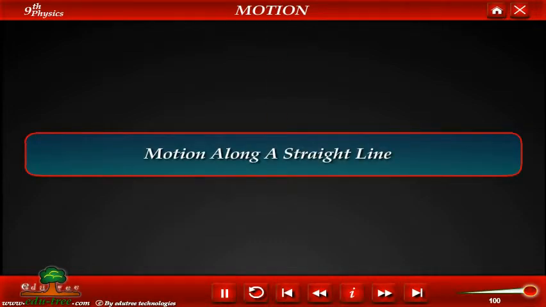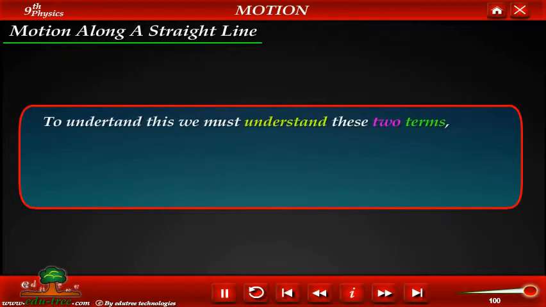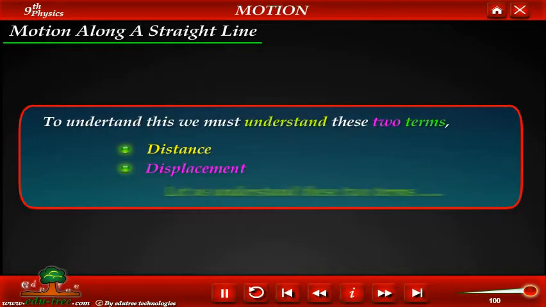Motion along a straight line. To understand this, we must understand these two terms: distance and displacement. Let us understand these two terms.